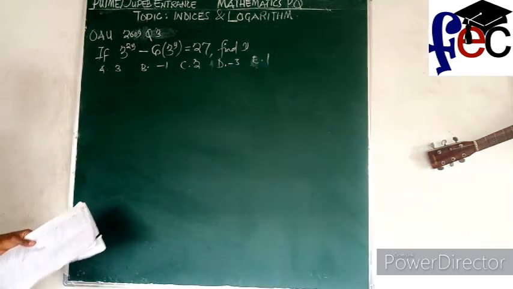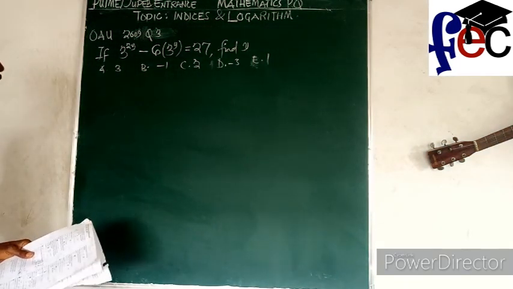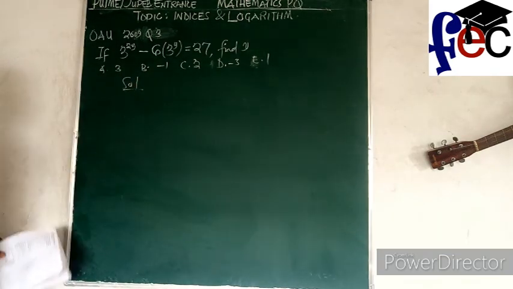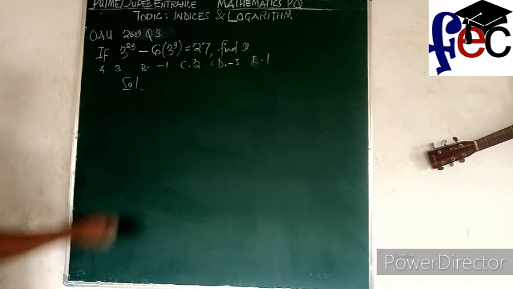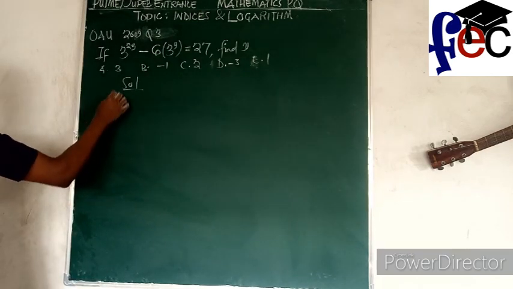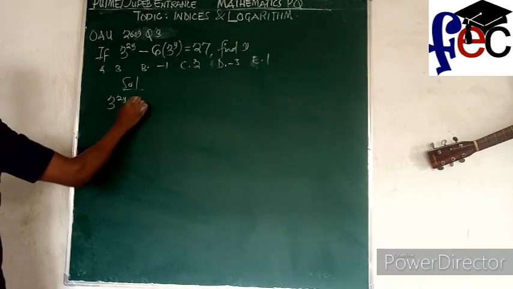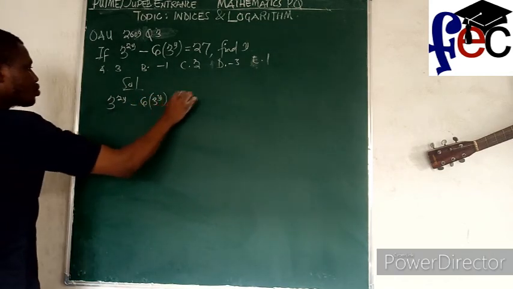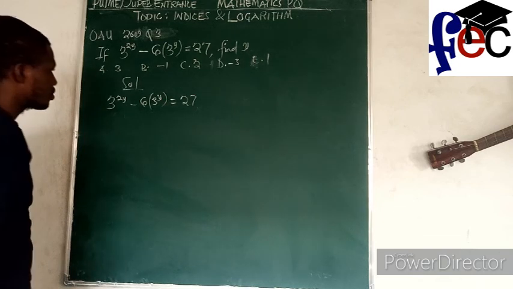Alright, so this is OAU 2009, question number 3. This is another question on exponential equations. So the same approach we used the other time is what we are still going to make use of. So we have been given 3 raised to power 2y minus 6 into 3 raised to power y equal to 27. So we have to find y.